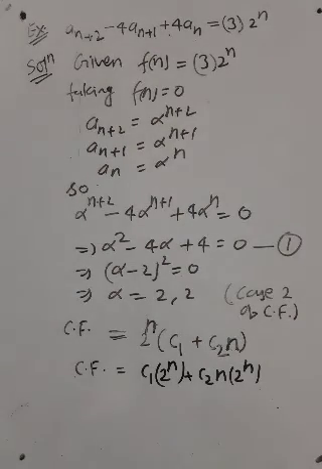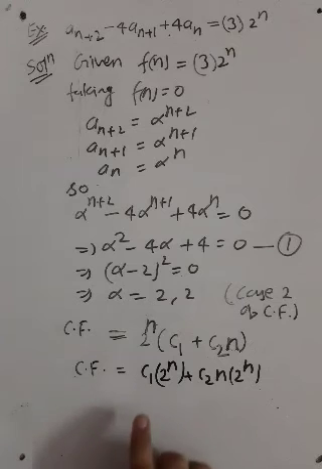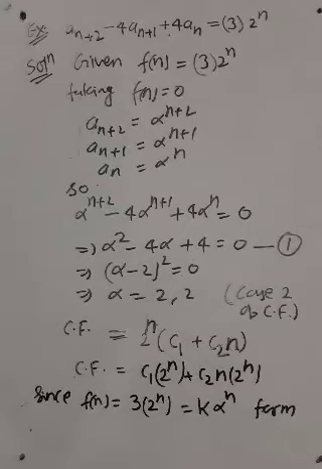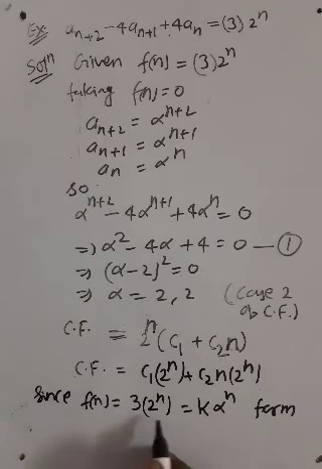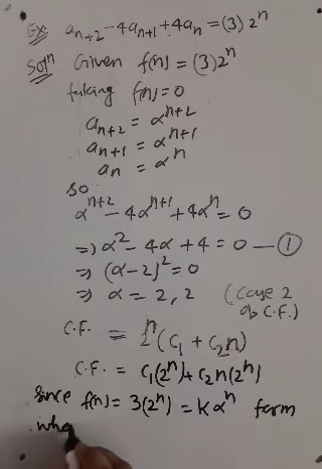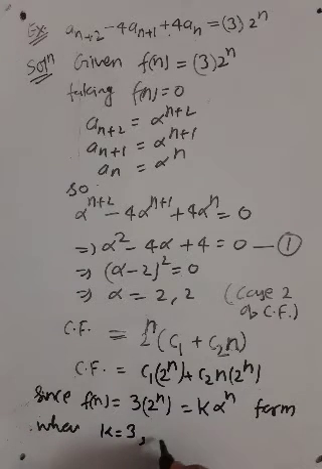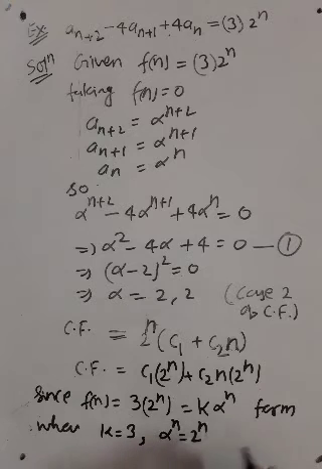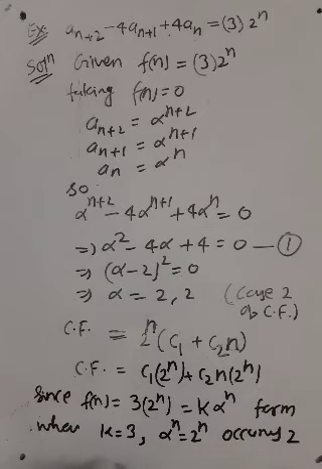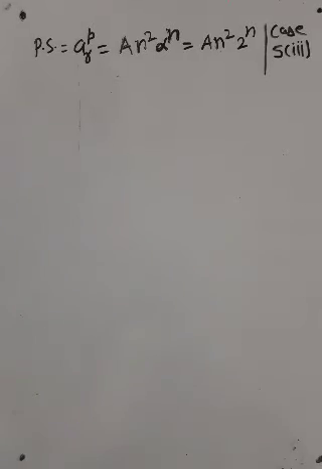After opening this bracket, in this question, we can write C1 2 raised to n plus C2 n 2 raised to n. Since Fn is equal to 3 2 raised to n, it is of k alpha power n form, where k is equal to 3 and alpha power n is equal to 2 power n. 2 occurs 2 times in CF. So this is case 5/3 of particular solution.